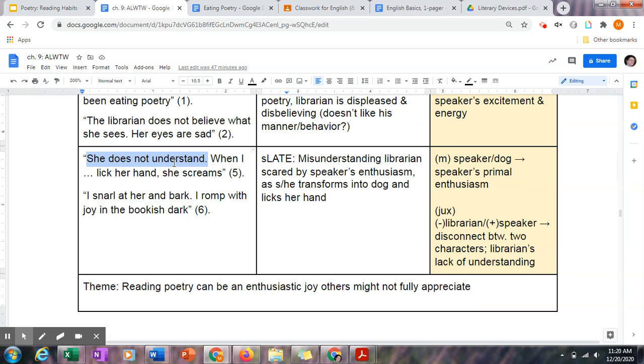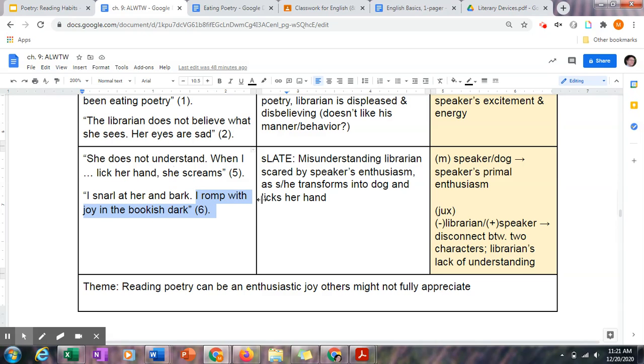My next note, based off the end: the librarian doesn't understand, maybe the way the speaker is reading poetry. "When I lick her hand, she screams." That's odd. Why is the speaker licking her hand? I know she's fearful, it seems, because she screams. "I snarl at her and bark." It's making a little more sense because I know in those middle stanzas we mentioned dogs. And now when the speaker is licking, snarling, barking, it seems as though the speaker is turned into a dog.